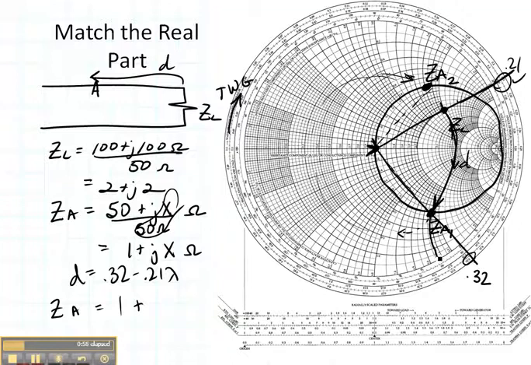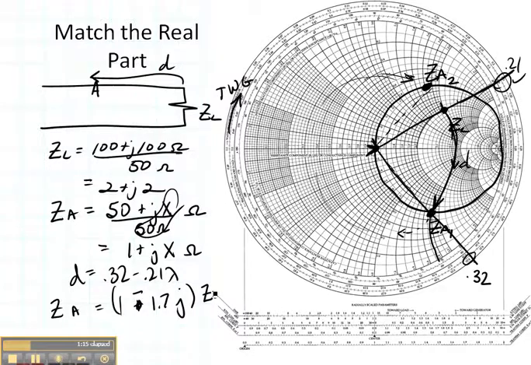Looks like that is about 1.7, and it's negative j1.7. If I want to get this in ohms, I would need to denormalize it by multiplying by Z0, but I don't actually need to do that.